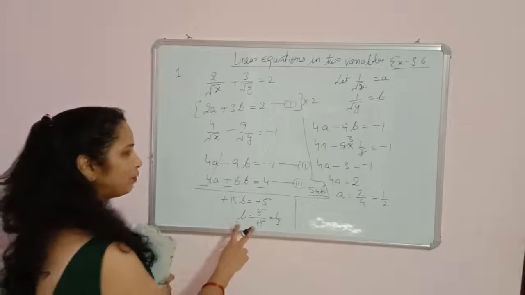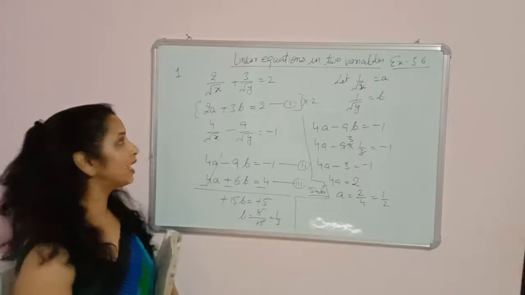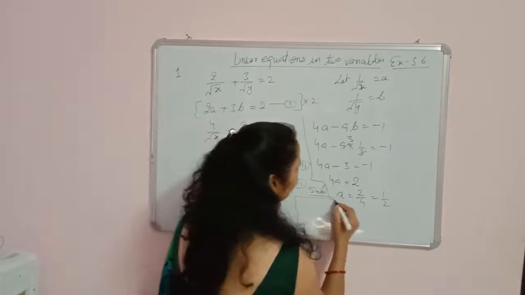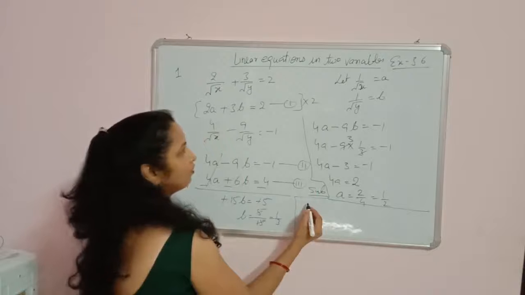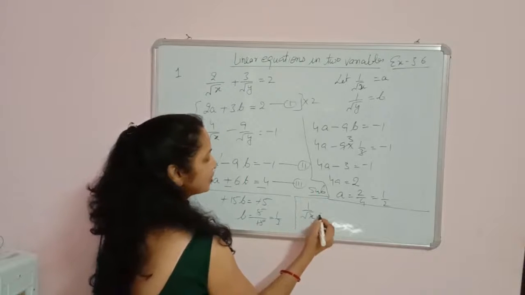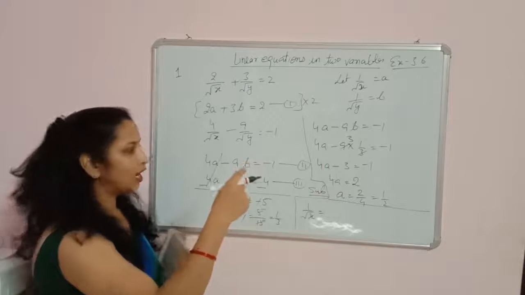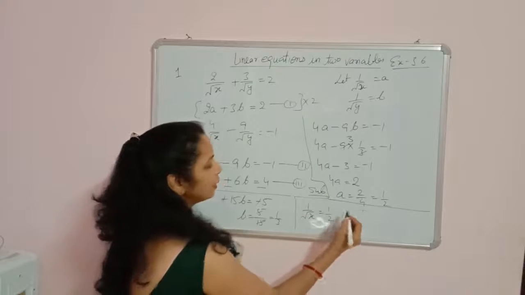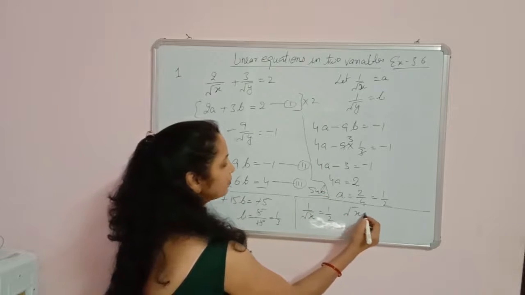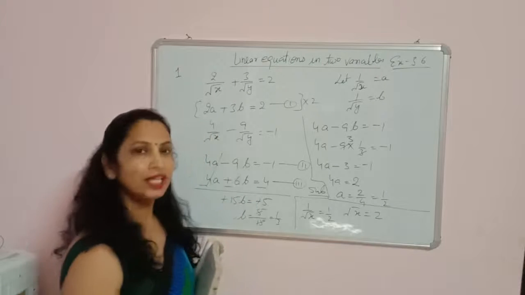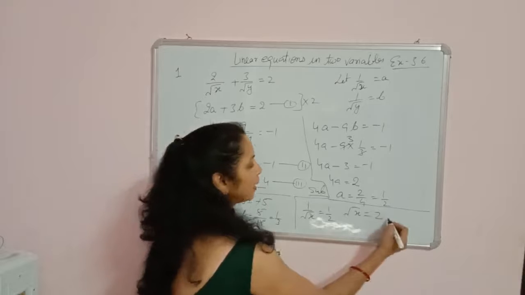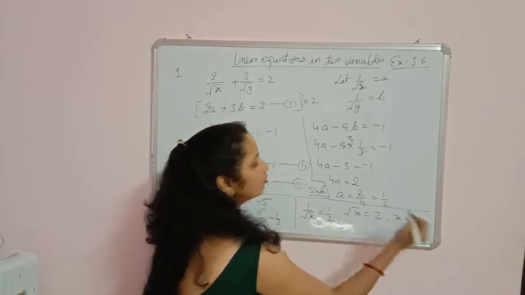We get the value of B and A here. This is not the actual value of X and Y. So now what we have to do? We know that 1 upon under root X is equal to A. So I am putting the value of A here. It is 1 upon 2. It means under root X will be 2. Then how can you find the X? By squaring both sides. So we are going to square both sides. X will be equal to 4.